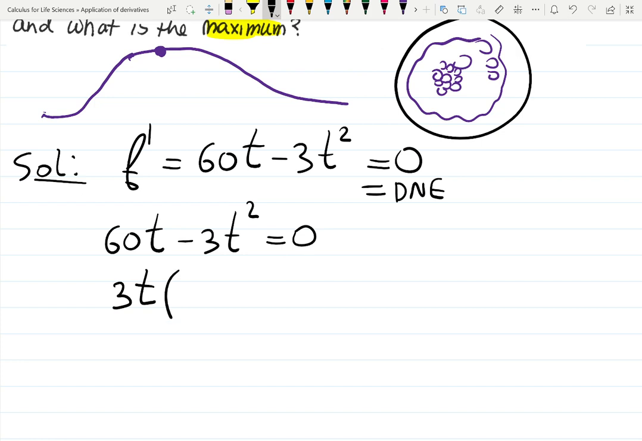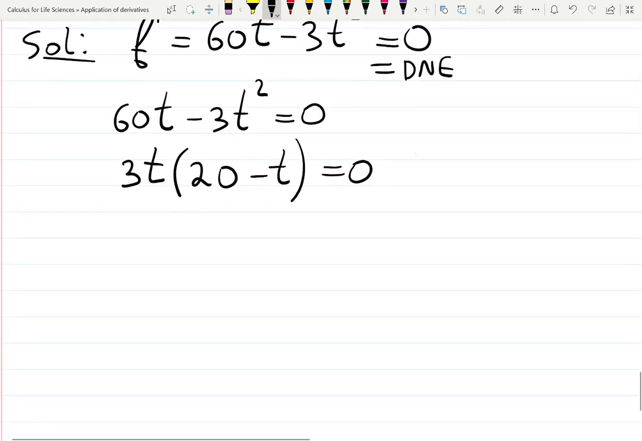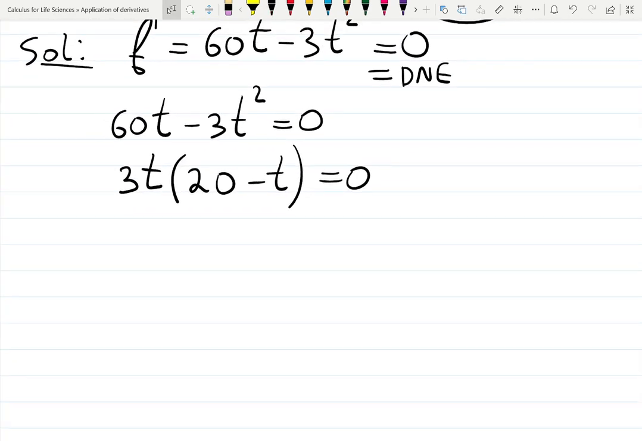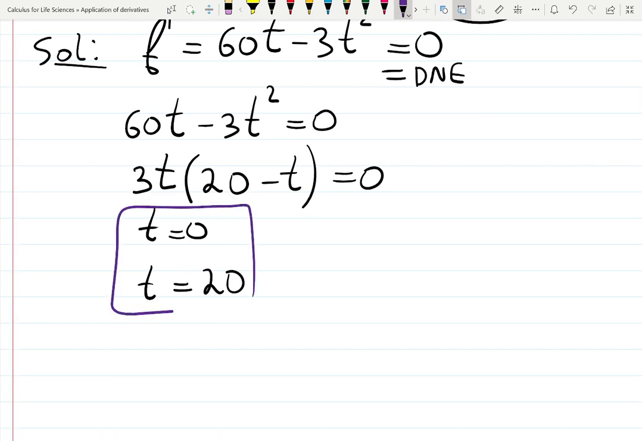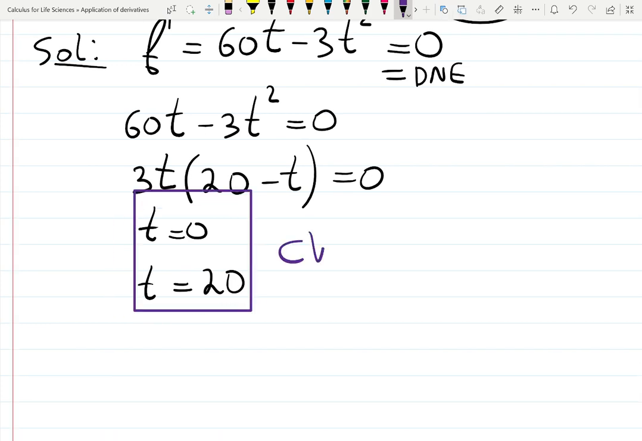3t, we're going to have 20 minus t equals to 0. Product gives you 0, so we should just assume one or both give you zeros. T is 0 is one solution, and t is 20 is another solution. Put them in the box. And then I will say critical values, question mark?